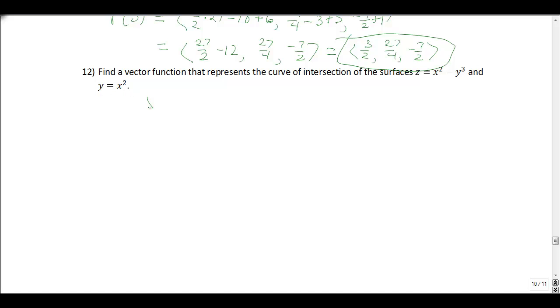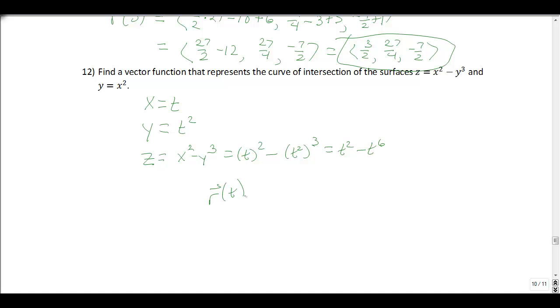So what I'm going to do is, my hope is I can just let x be t. Then, because I have to have y equals x squared, y will have to be t squared. So I have an x and a y in terms of t, and now I just have to find z in terms of t. But, very fortunately, if I'm going to satisfy this equation, that is be on this surface, z has to be x squared minus y cubed, but x is t, and y is t squared. So that means z has to be t squared minus t to the 6th.